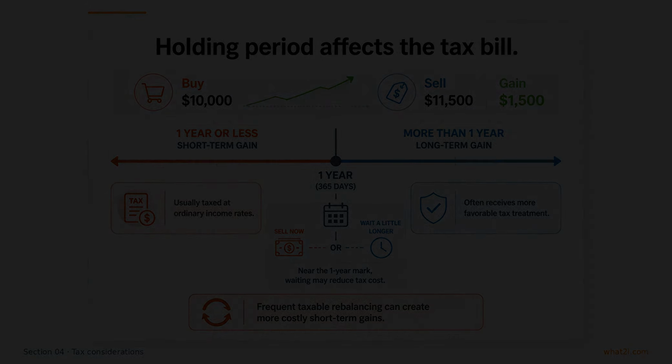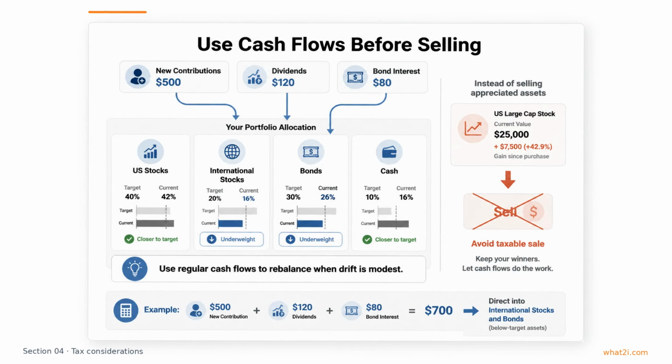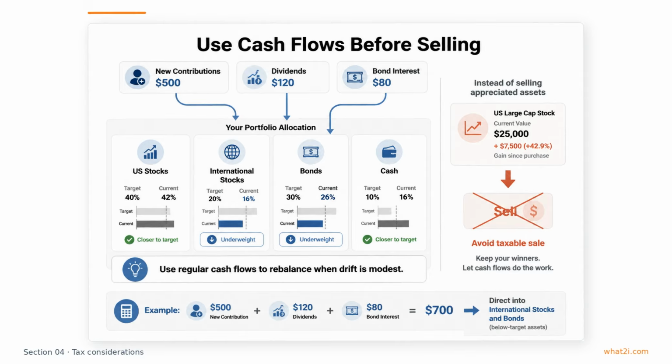One of the simplest tax-aware techniques is to use cash flows before selling appreciated positions. New contributions can be directed to the asset classes that are below target. Dividends and bond interest can also be reinvested in underweight assets instead of automatically going back into the same holdings. If the investor is withdrawing funds, those withdrawals can come first from overweight positions.